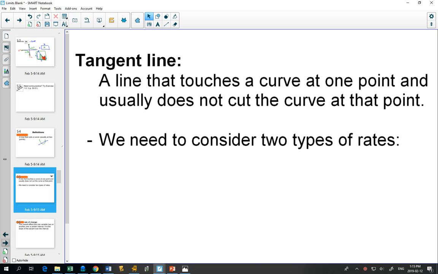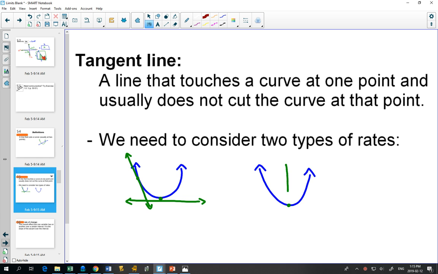Here is one thing. A tangent line is a line that touches a curve at one point. So here's our parabola again. It touches at one point and usually does not cut the line at that point. So for example, this would be the tangent at that point, touching only at one place.